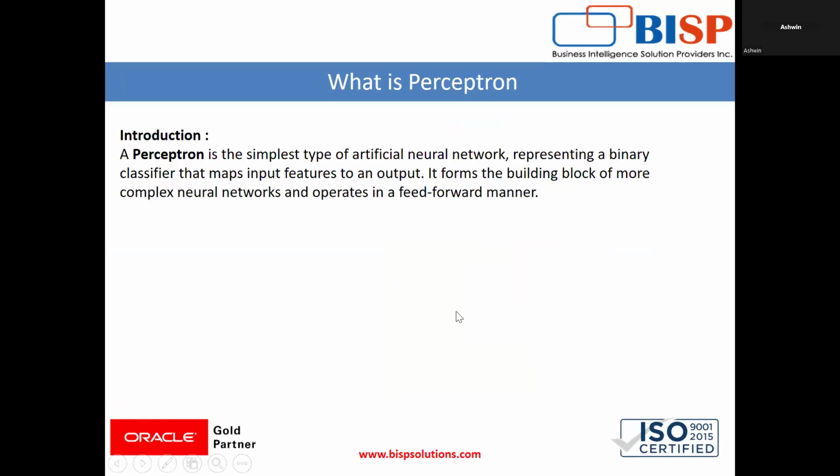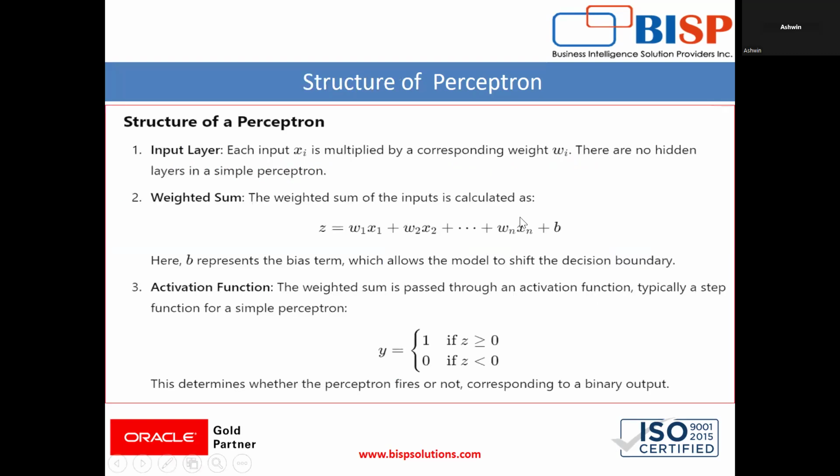Now see here, perceptron is the simplest type of artificial neural network representing a binary classifier that maps input features to an output, right? It forms the building block for more complex neural networks, right? And if you see here, the structure of perceptron is divided into three parts. We can say input layer.